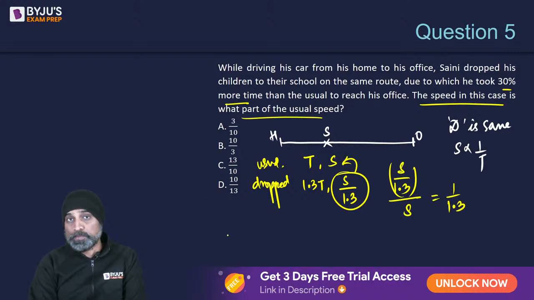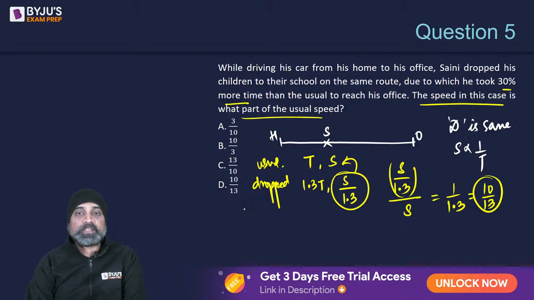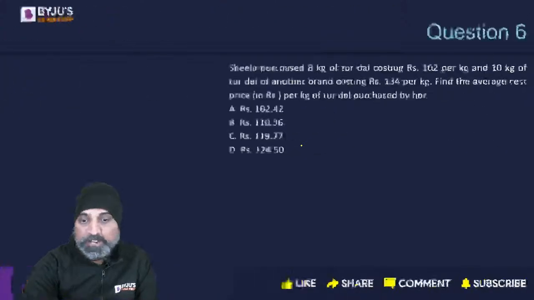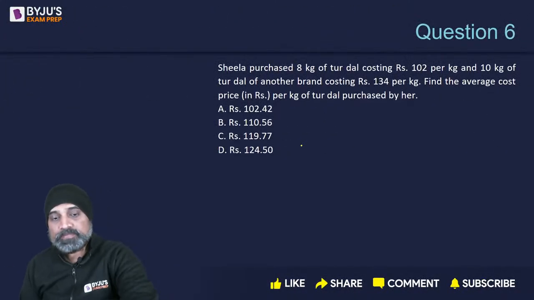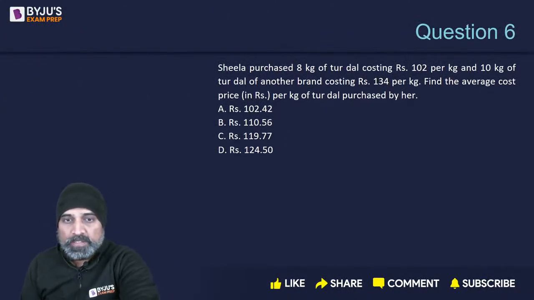If you look at the options, the decimal point is not there. So we need to get rid of it by multiplying both numerator and denominator by 10. So this is what we get. So the answer turns out to be option D. Right? Not difficult questions. Straightforward questions.